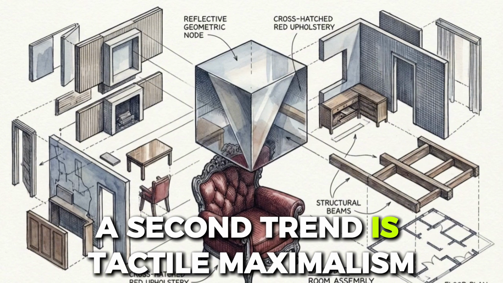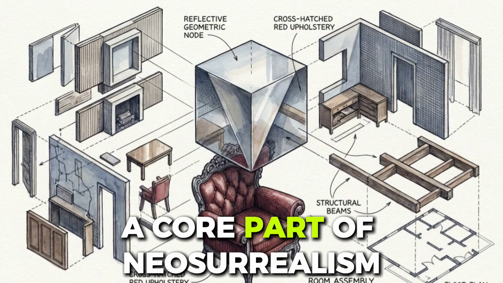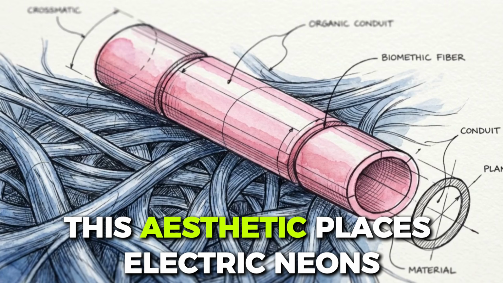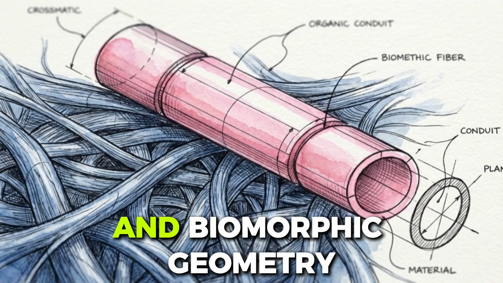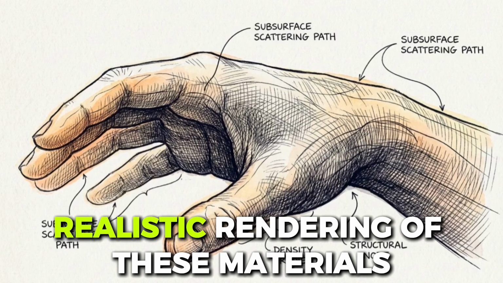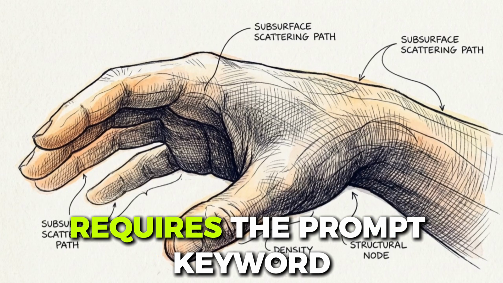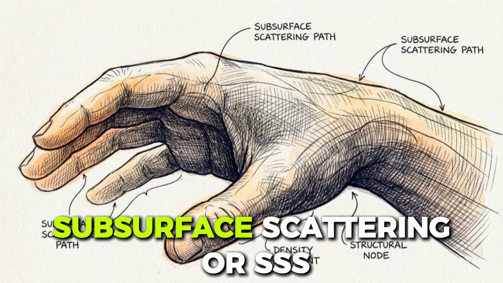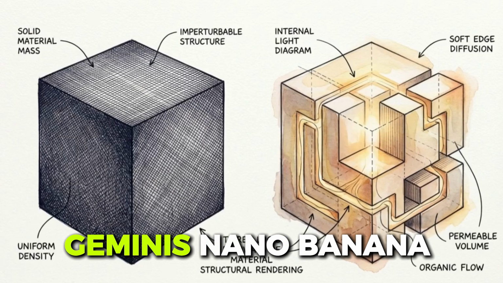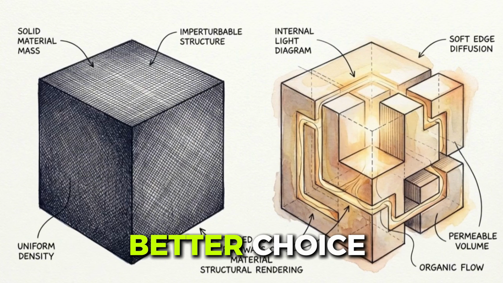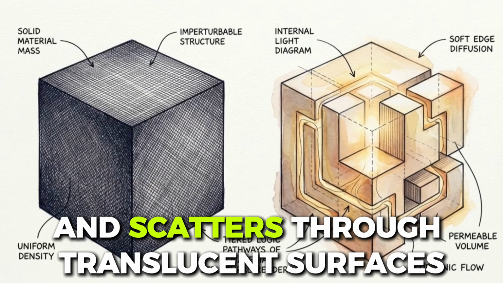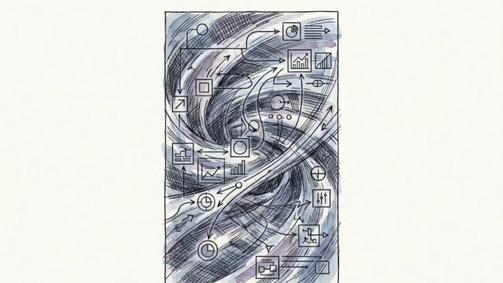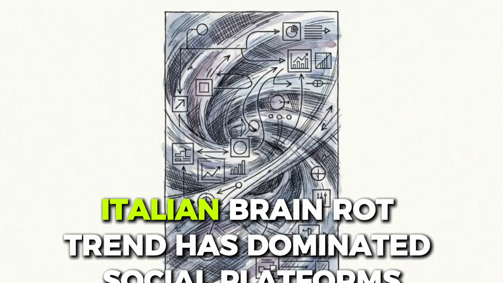A second trend is tactile maximalism, a core part of neo-surrealism. This aesthetic places electric neons against physical materials like fur, chrome, and biomorphic geometry. Realistic rendering of these materials requires the prompt keyword subsurface scattering, or SSS. Gemini's Nano Banana 2 is the better choice for SSS, as it effectively calculates how light penetrates and scatters through translucent surfaces. Finally, the high-velocity Italian brain rot trend has dominated social platforms.